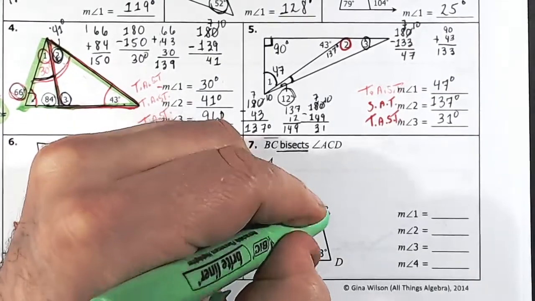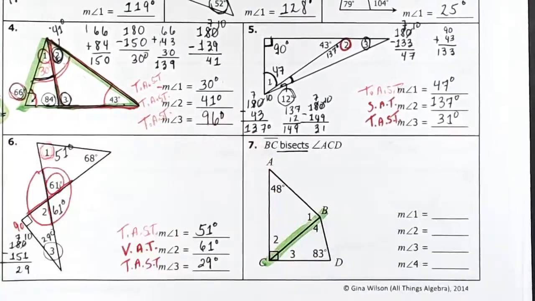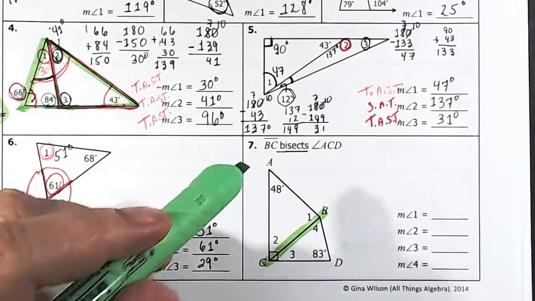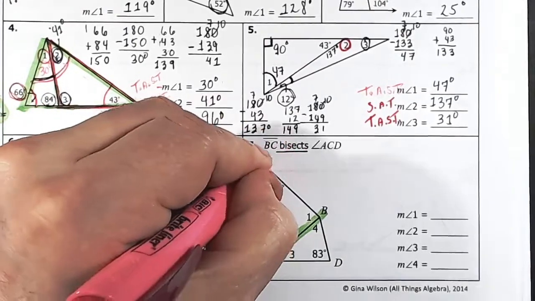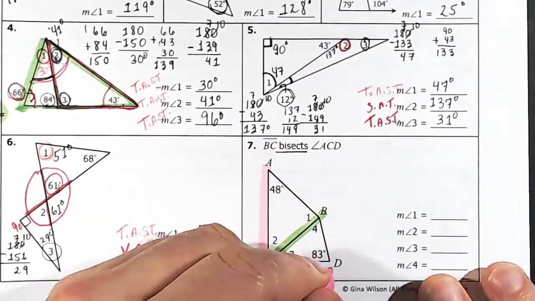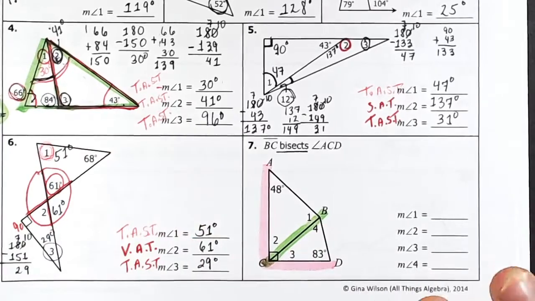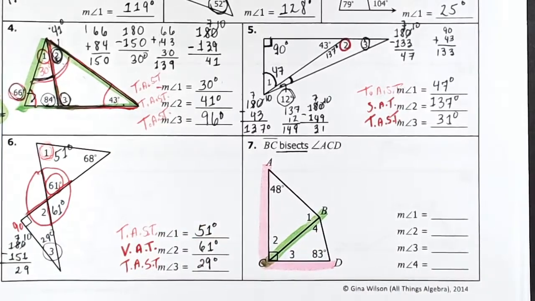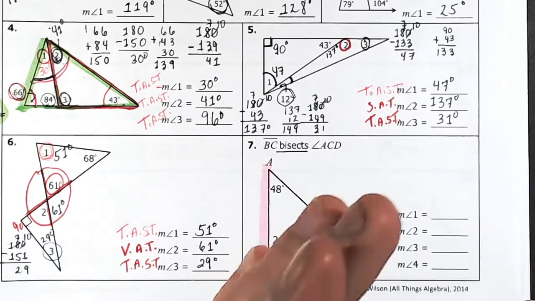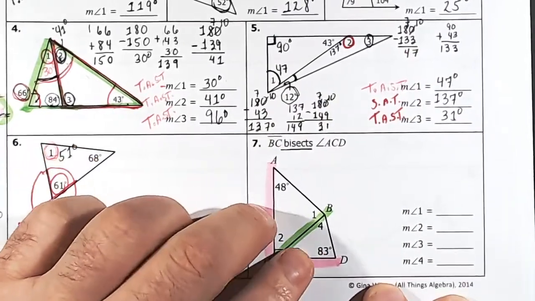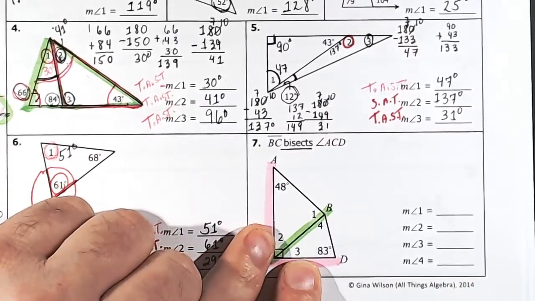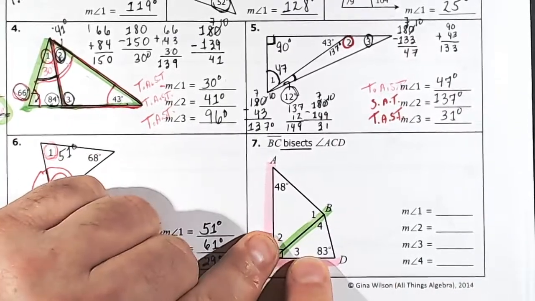So BC right here is bisecting angle ACD, in this huge confusing thing. That's this angle here. Remember what the bisector theorem said. The bisector theorem says that whatever is the bisector, it's going to cleanly separate these two angles here. Angles 2 and 3 will be congruent.